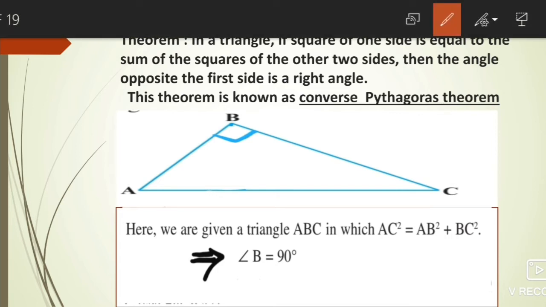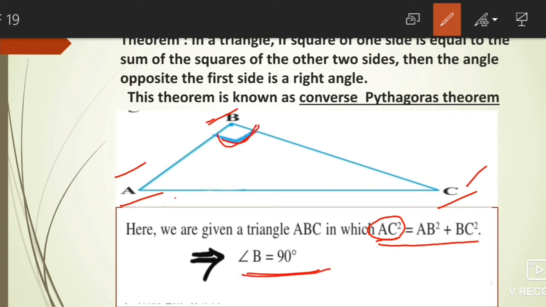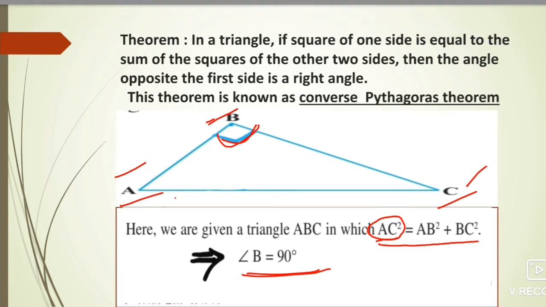That means if it is given that AC square is equal to AB square plus BC square, then you can say that the angle opposite to the first side, that means the angle opposite to AC, which is B, will become 90 degrees. That means triangle ABC will become a right angle triangle. This theorem is known as converse Pythagoras theorem. Now we will use the statements of these three theorems and solve some examples.